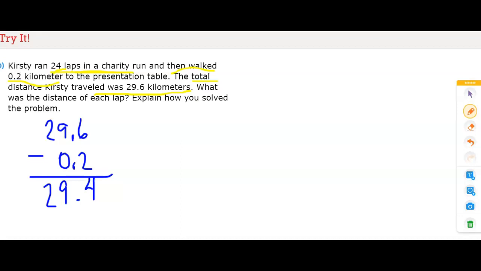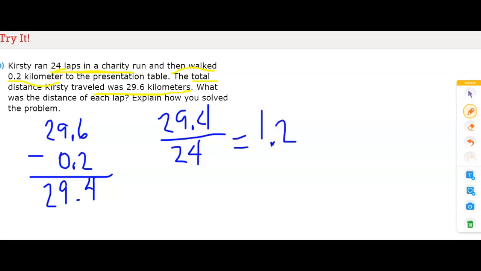Now we take the 24 laps that she ran, and we're going to divide 29 4/10 by the 24 laps that she ran. Once we divide that, that will tell us how much she ran each lap. So that will equal 1/225,000 kilometers. So I just explained how we found the distance of each of the laps that she ran in the charity run.